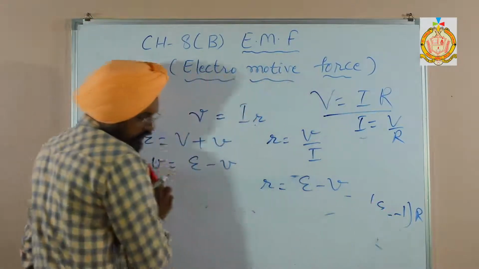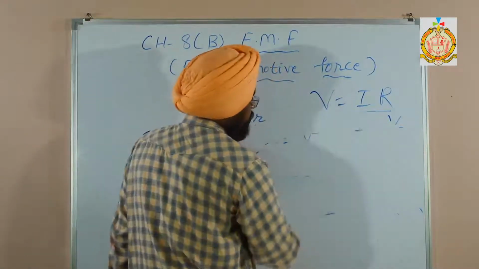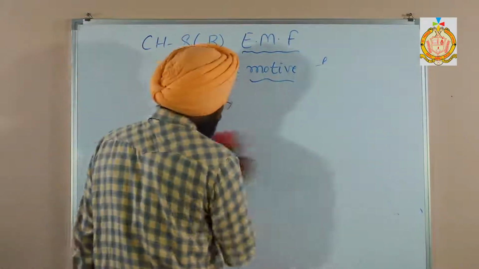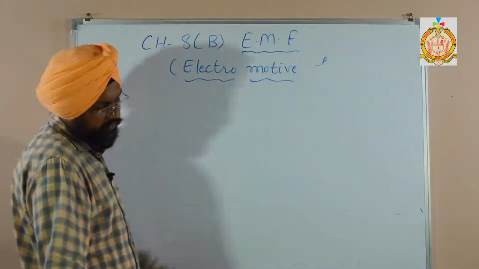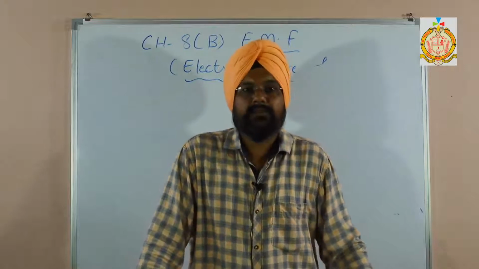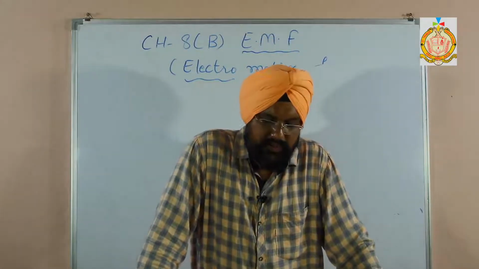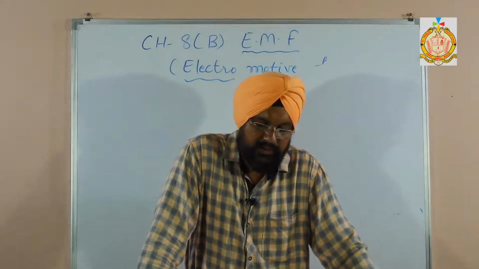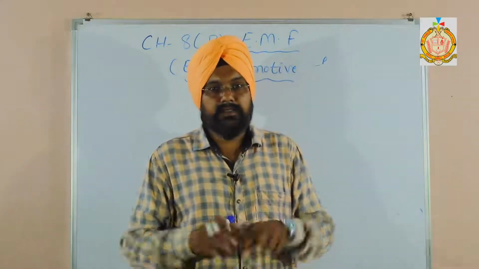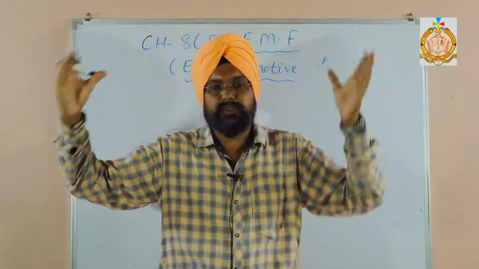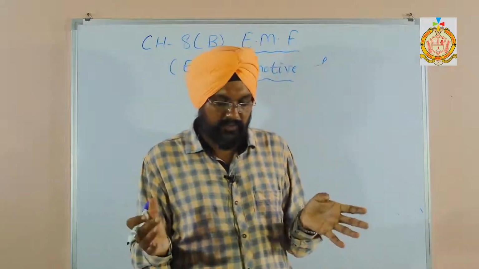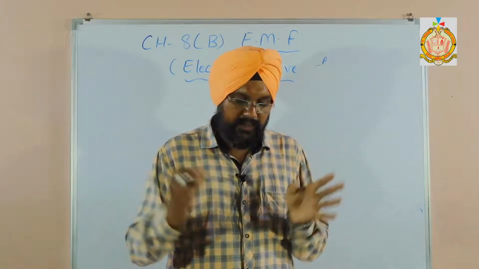Next, what are the factors affecting the internal resistance? These are very important factors which they can ask. Mostly they have asked in the ICSE, what are the factors affecting the internal resistance of the cell? Number one is surface area. How does the surface area of the electrode affect the internal resistance? The larger the surface area, the less is the internal resistance. As the battery has more surface area, it has less resistance. Then the distance between the electrodes: the more the distance, the greater the internal resistance.